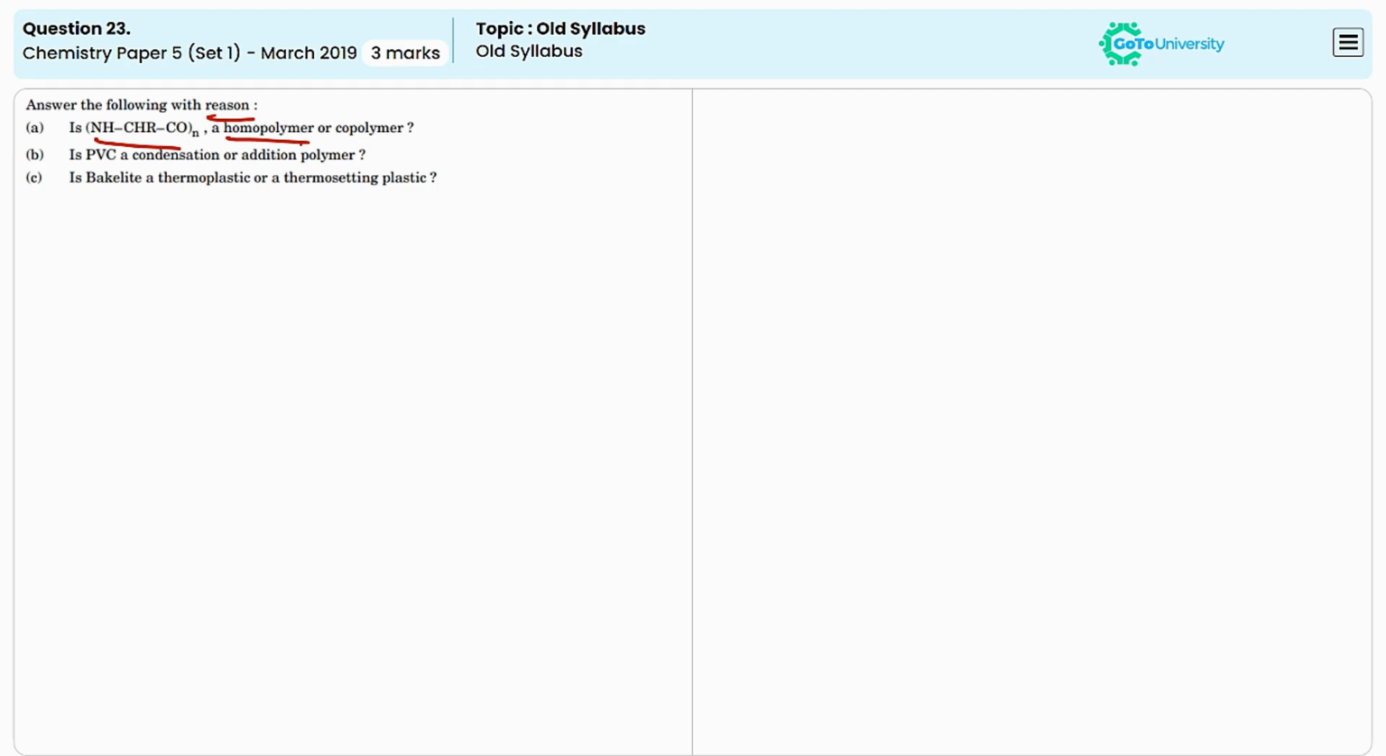So here we could see this is a type of homopolymer because it contains only one type of monomer, and the formula for this monomer can be represented as NHCHRCO. The second one is PVC is a condensation or addition polymer.